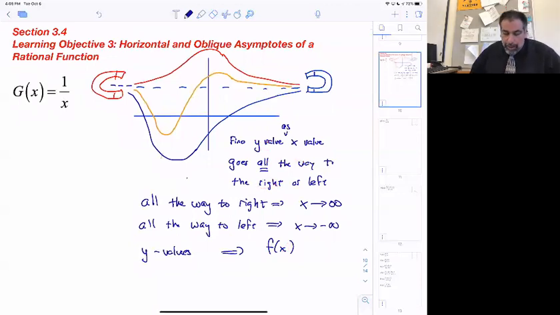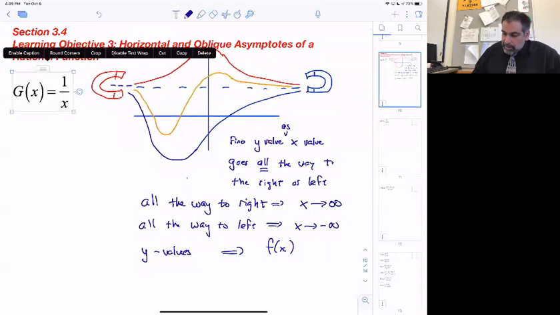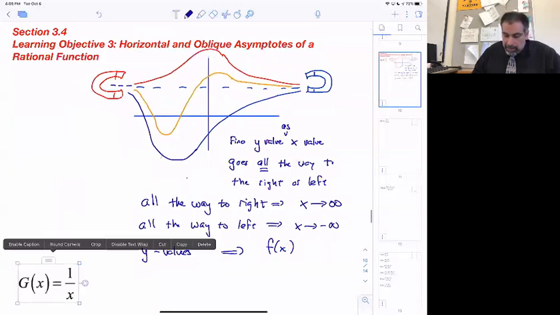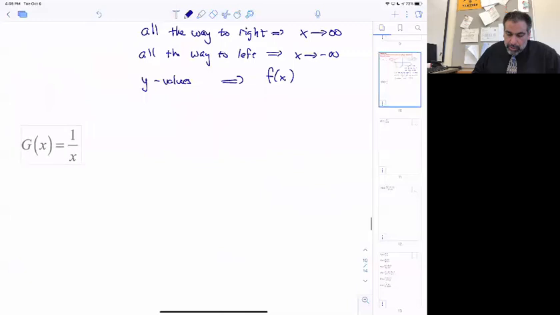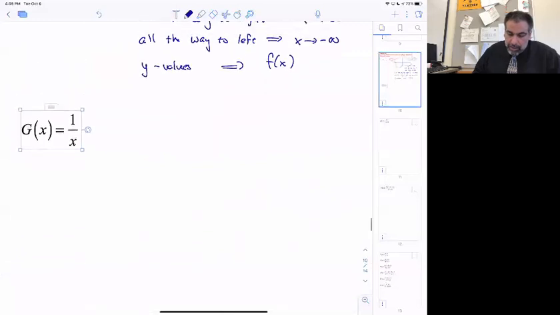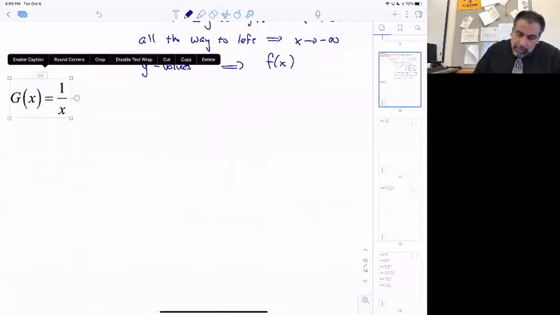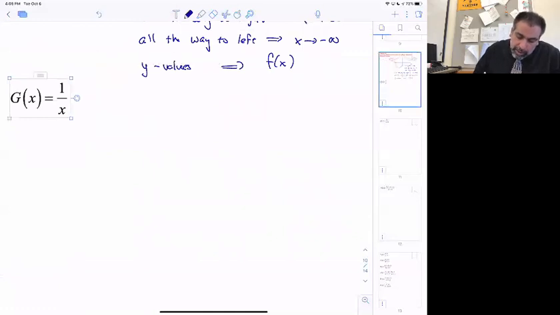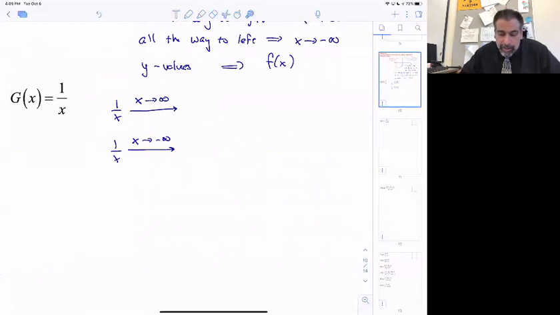So here's how we're going to write these problems. We're going to start with this g of x example right here. We're going to move down a little bit, and we're going to say find the horizontal asymptotes for g of x. So the way we would write that is we would ask, what does 1 over x do as x goes to infinity? What does 1 over x do as x goes to negative infinity? In other words, if we plug in bigger and bigger numbers, what do the outputs get closer and closer to?